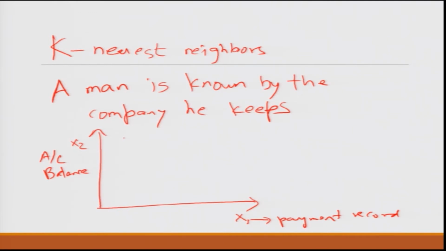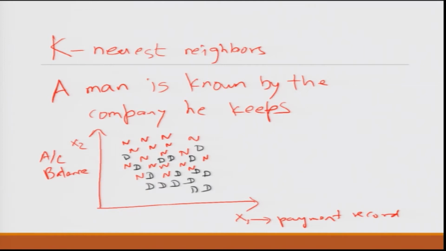For example, I am just drawing some points, some people who did not default. And let us assume that these are people who defaulted. Now, for example, assume that you get a new data point.